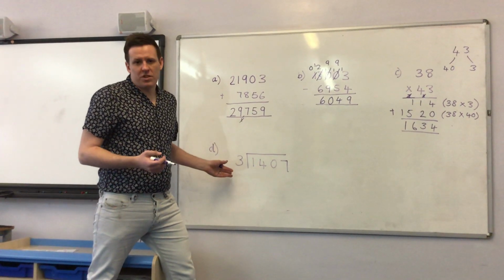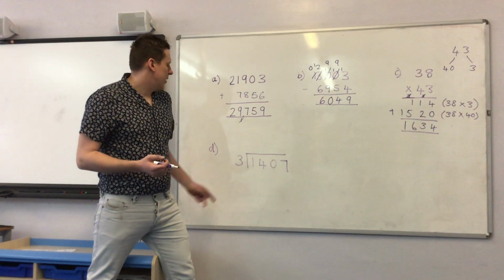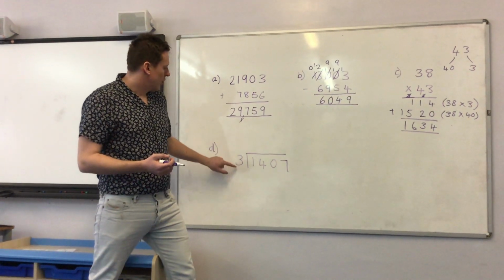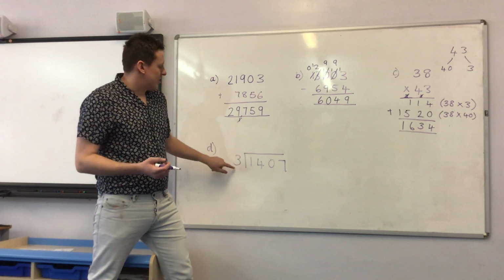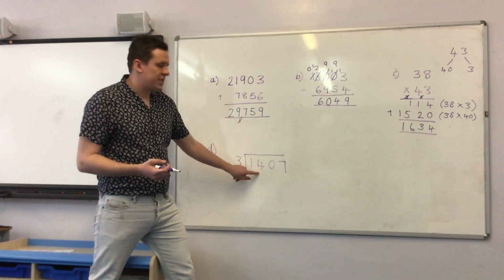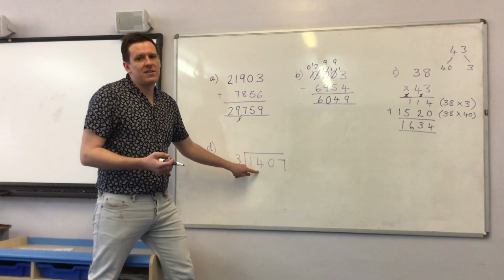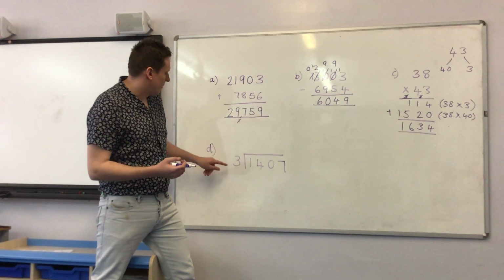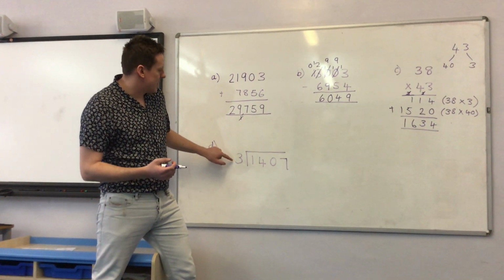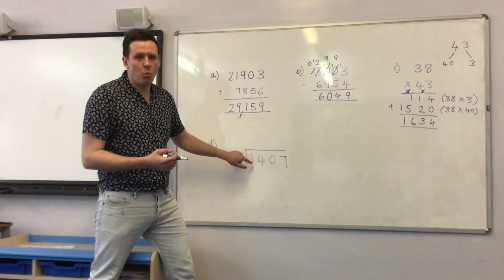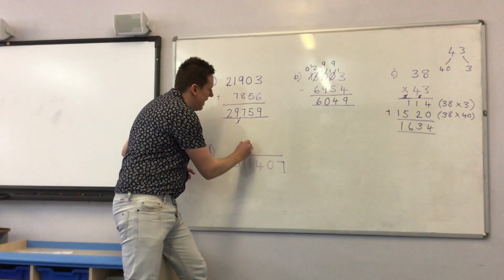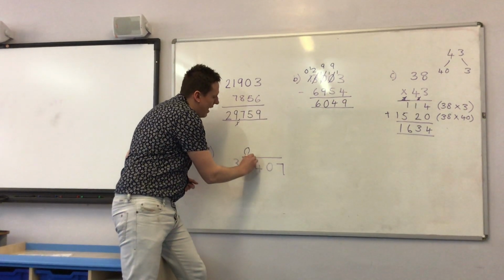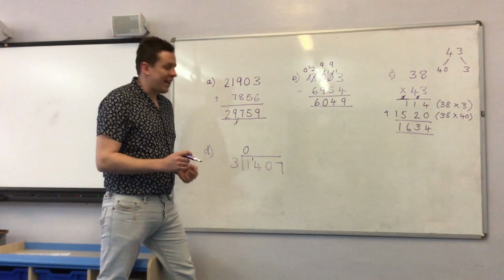So we'll use the bus stop method for this. Remember, my divisor goes on the outside. That's the number I'm dividing by. My dividend goes on the inside. That's the number I'm dividing. So, the way the bus stop works, we start, how many 3's go into 1? 1 divided by 3 is 0. And I carry that 1 over into the next column.